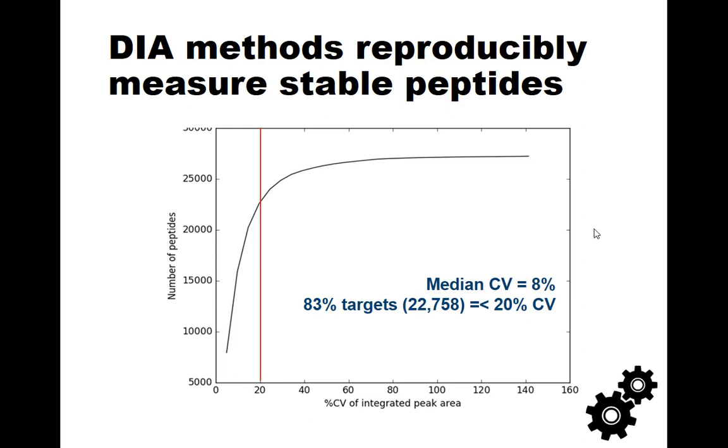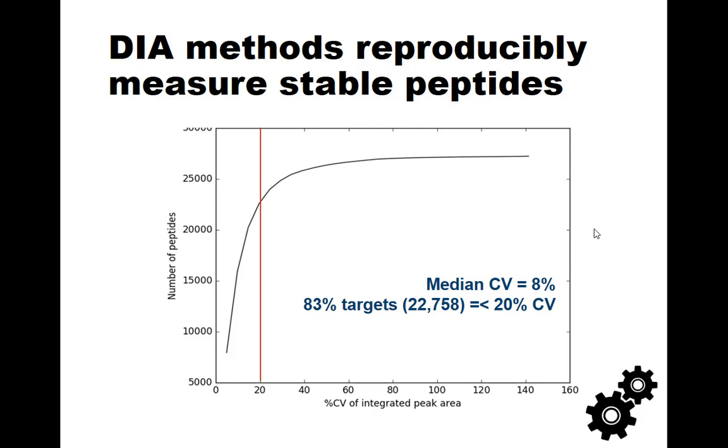So I've noticed in analyzing DIA data that DIA methods are pretty reproducible at measuring peptides. This is one of the big benefits of using DIA over some of the other acquisition methods: when you're using DIA, you're not getting a stochastic measure of the peptides, you're getting a very systematic measure of the peptides. What I'm showing here is a density plot showing, for each percent CV, starting at 0% CV, and I've got 20% CV marked with a red line because that would be our cutoff, how many peptides have that level of CV or lower?